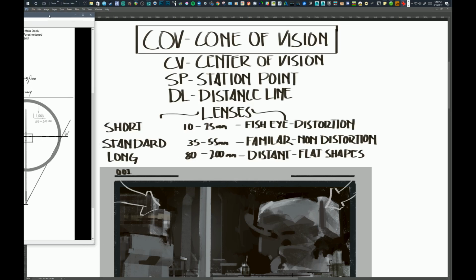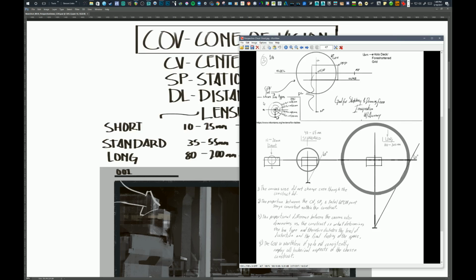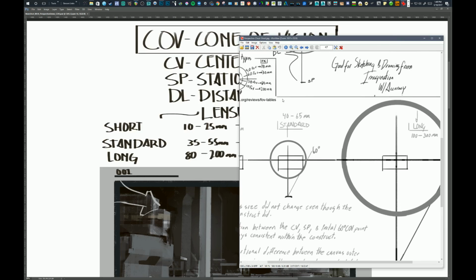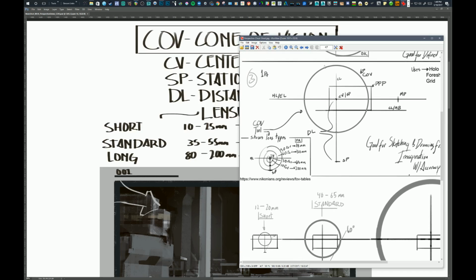So let's talk about the cone of vision and how it relates to these millimeters. So if we look up here, let me try to zoom in so you guys can see this a little bit better. We have the cone of vision. So let's just look at this 1-point perspective construct here. We have the center line, we have the horizon line, and we have the center of vision. Remember, the center of vision is where the line of sight meets the picture plane, and the center line divides left to right, the horizon line divides up and down at the eye, if the line of sight was parallel to the ground.